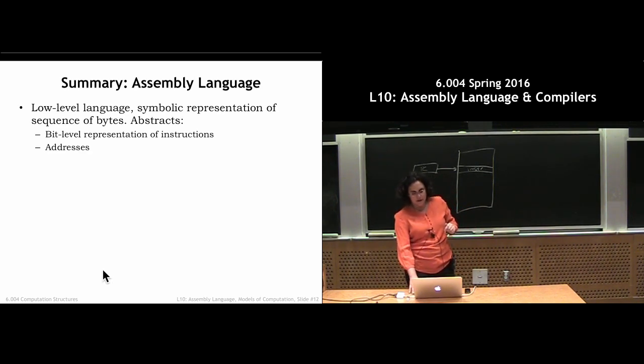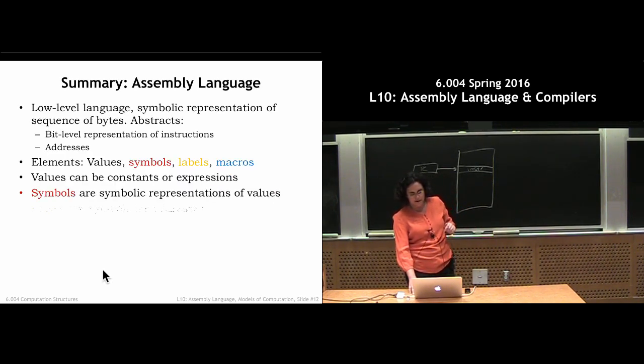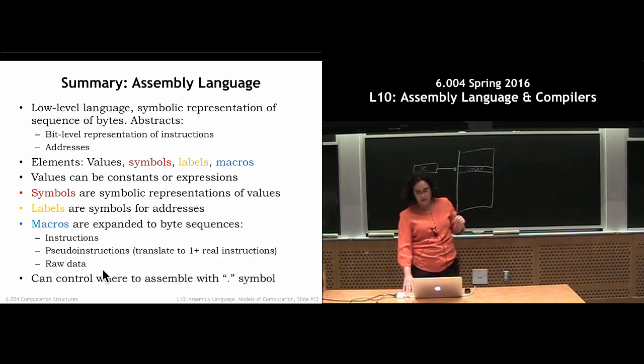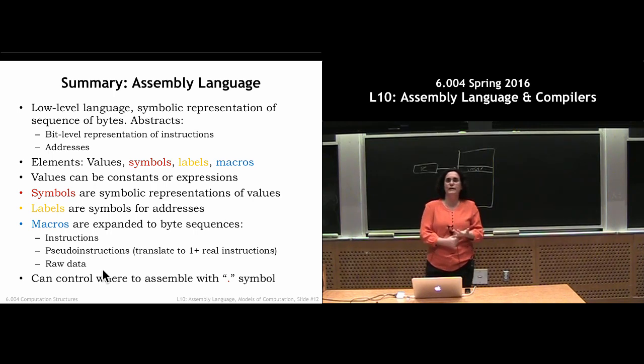All right, so just very quickly, just to summarize what we've learned, we have 4 elements in our microassembler. We've got the values, symbols, labels, and macros. We saw how we go about converting each of those into the binary encoding, and we also learned how to make use of this dot symbol.